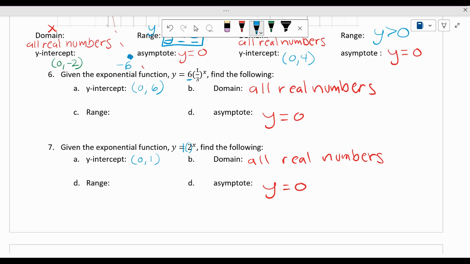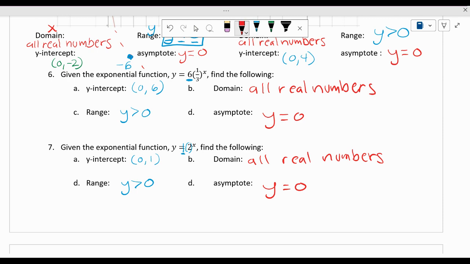For the range, you also look at the a. When the a is positive, your range is going to be y is greater than 0. Positive numbers are bigger than 0. So in 6, I have a positive 6, y is greater than 0. And then in 7, because a is positive 1, my range is the same thing, y is greater than 0.